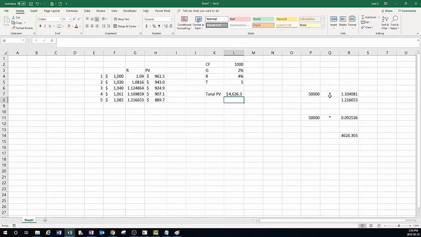So if you're looking at the formula, you have CF divided by R minus G, which is 50,000. That's just the growing perpetuity formula. Then you multiply it by 1 plus G to the power of n, which is 5, divided by 1 plus R to the power of n, which is 1.21. And then you do 1 minus that. So it's 50,000 times 0.09, which then gets this number of 4,626. So you could see that the proof and the formula worked.